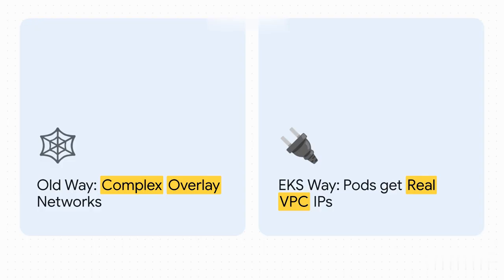Every single pod gets a real VPC IP, bam, it's on the main city grid. That means it's simpler, it's faster, and you know what? It's a heck of a lot easier to secure.